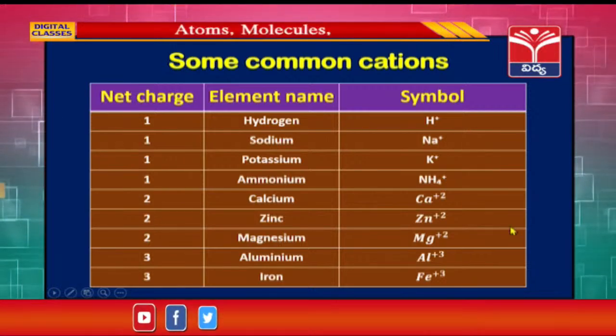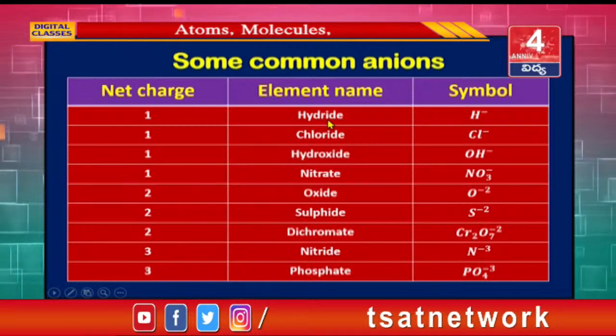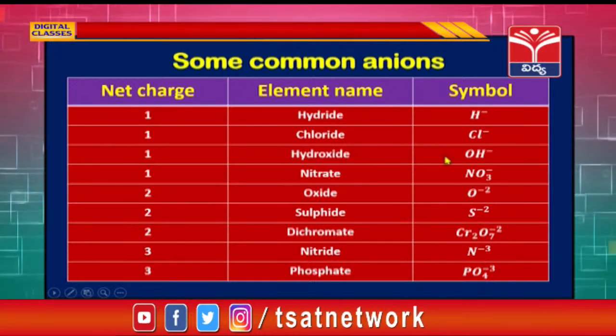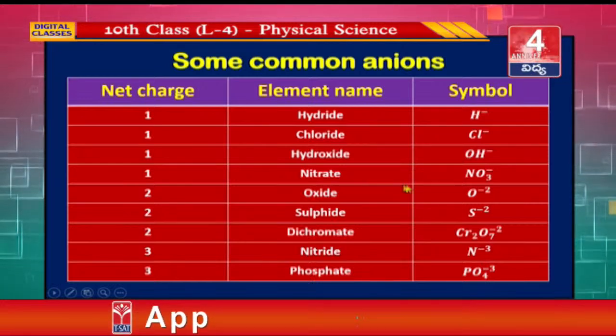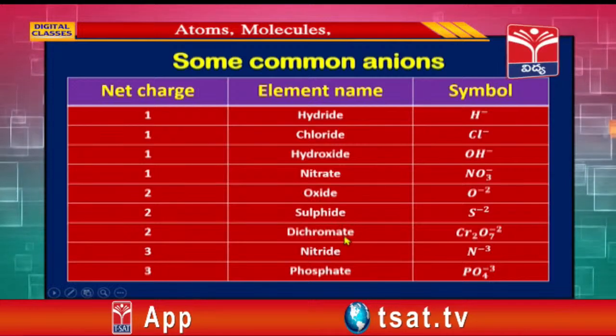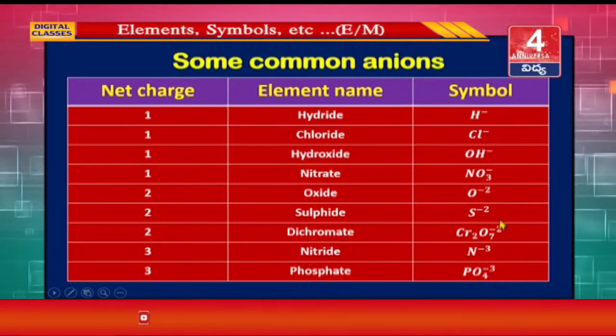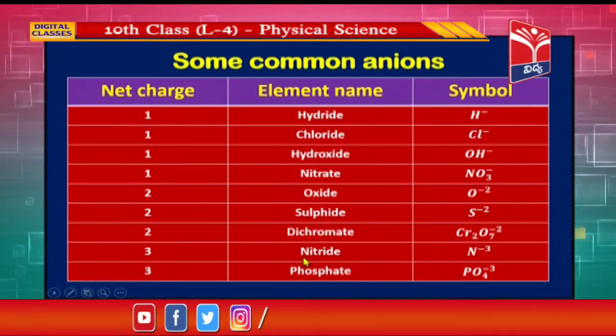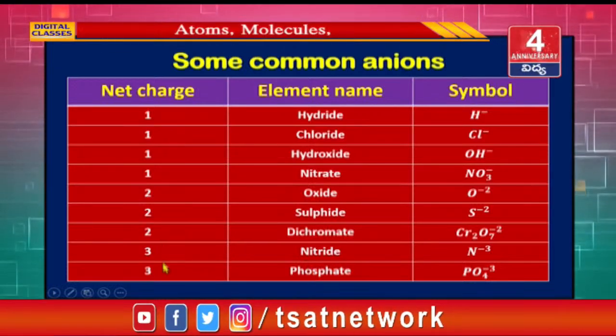And let us say some common anions. Yes, hydride is H-, chloride is Cl-, hydroxide is OH-, nitrate is NO3-. If you see oxide and sulfide and dichromate, they are -2 each. That is, the net charge is 2 on them. And for nitride and phosphate, the net charge is 3.